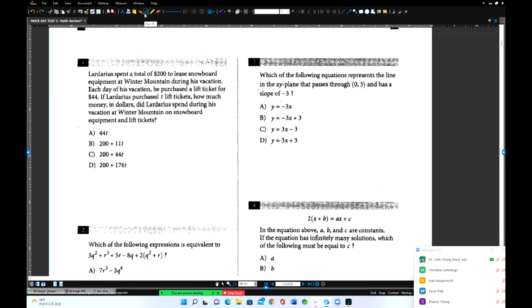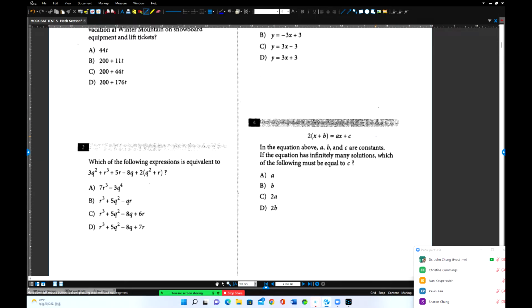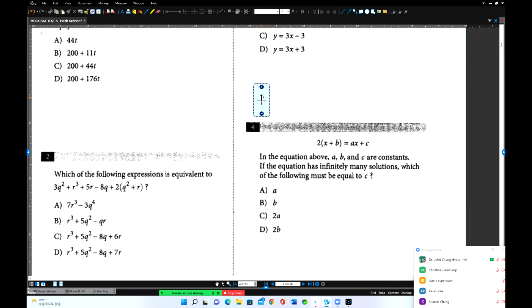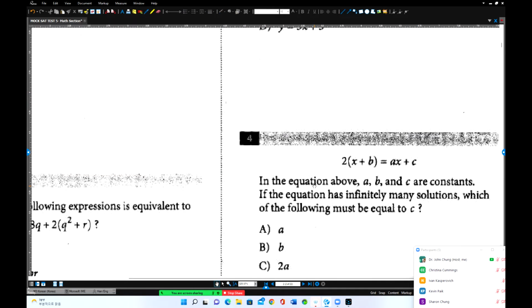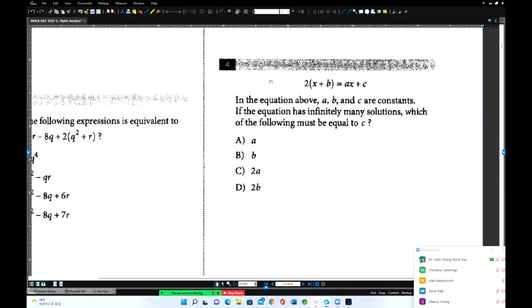Hi everyone. So we go over test 5, section 3. I marked over here. The first number is section 3, number 4 here. This is number 4. Make it bigger, that is better. Oh, that's blurry. That is a little better.